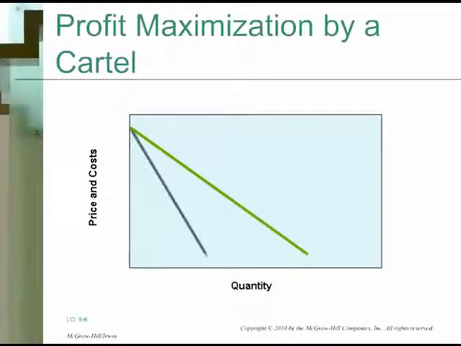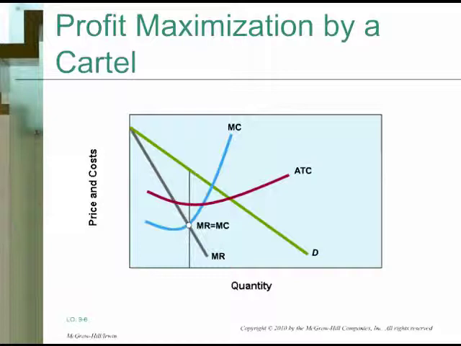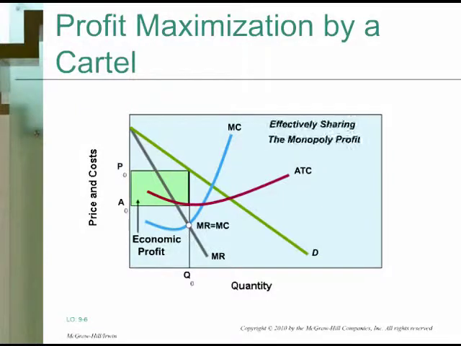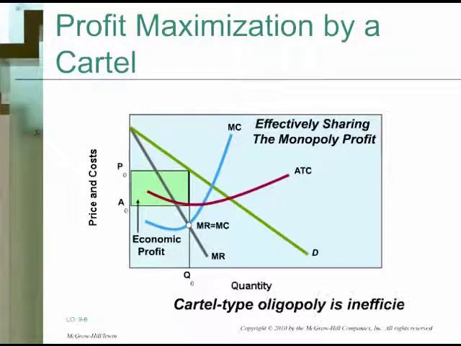Graphically, profit maximization by a cartel is identical to that of a monopoly. Firms are effectively sharing the monopoly profit and produce quantity and charge the price that monopolists would. Cartel-type oligopoly, just like monopoly, is inefficient.